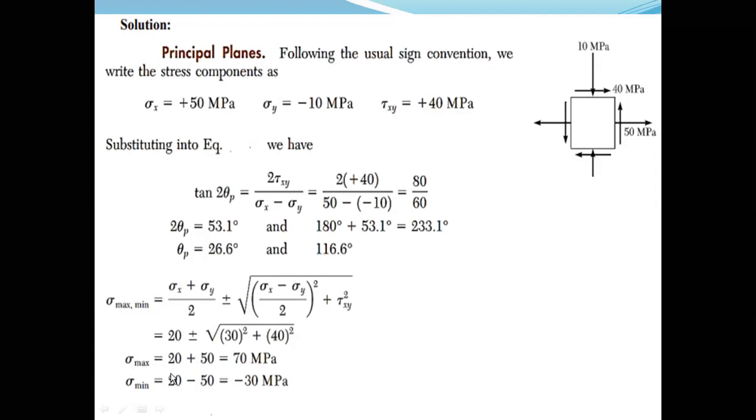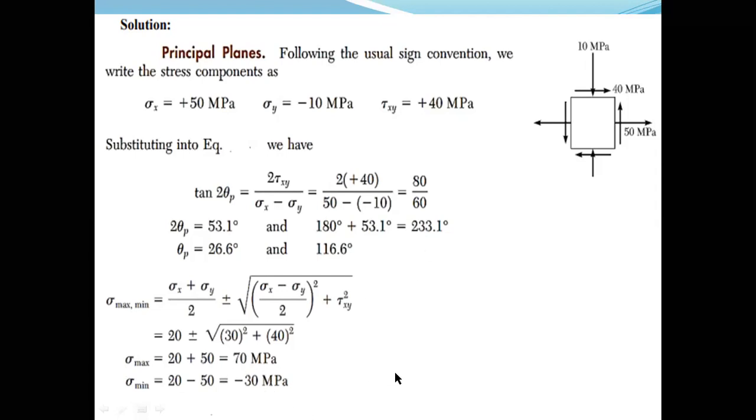Sigma max is equal to 20 plus 50, which is equal to 70, whereas 20 minus 50 is the minimum. See, this is of tensile nature, whereas this is of compressive nature. That's why here you got the positive. So if the normal stress is positive, then it is of tensile nature, and the minimum value is of compressive nature. That's what exactly the sign indicates.